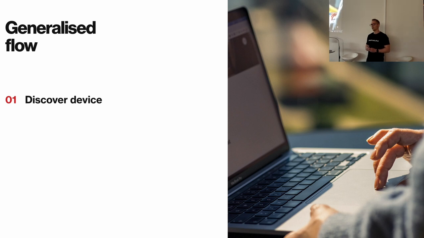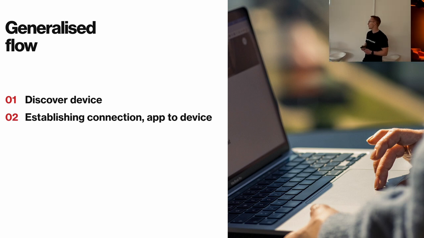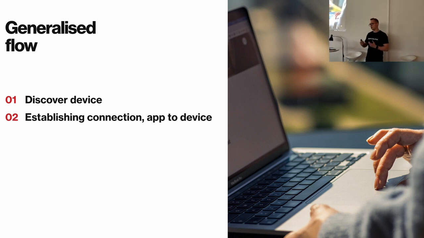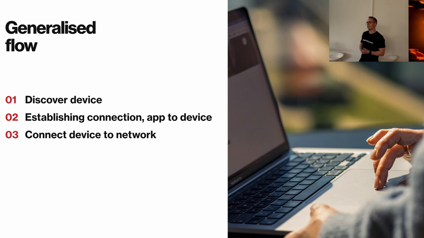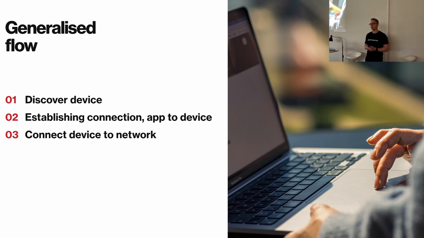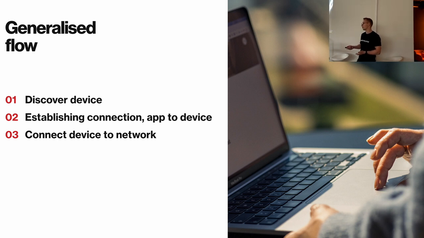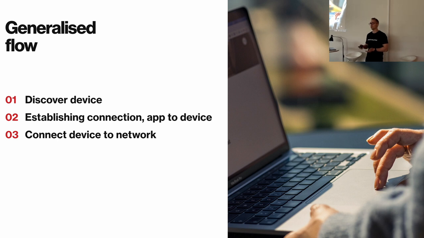So first, you need to discover your device. This discovery can be, for example, a Bluetooth search. You'll do a Bluetooth search and try to find a device near you. After you find the device, you need to do the initial connection, or establish a connection between the app and the device. In the Bluetooth example, that would be pairing. Next, if you want your device to communicate through a network, usually the internet, you need to connect that device to the network. Usually you would use your phone app to send credentials, for example, so the device can connect.